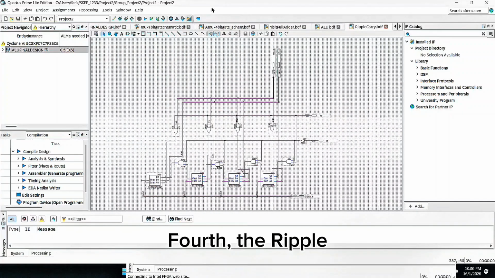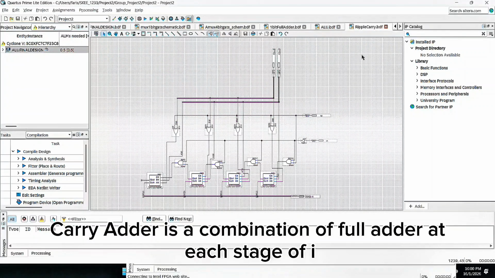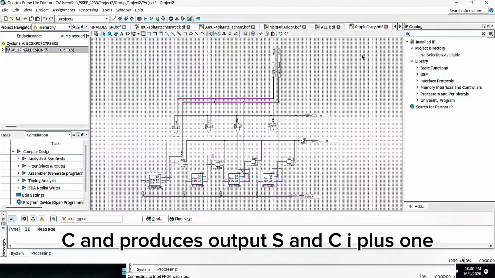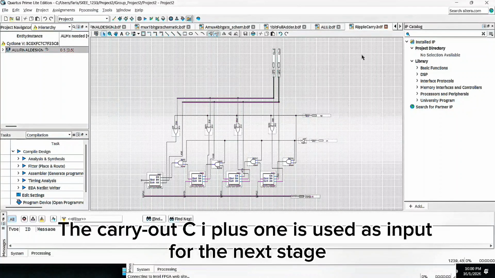Fourth, the ripple carry adder is a combination of full adders. At each stage i, a full adder takes inputs A, B, C and produces outputs S and Ci+1. The carry out Ci+1 is used as input for the next stage.